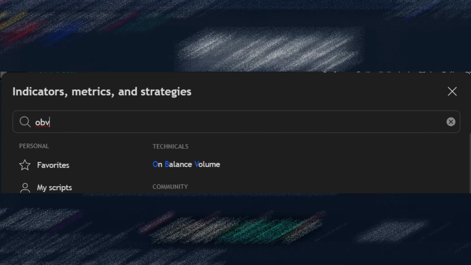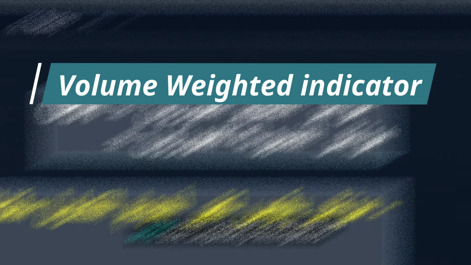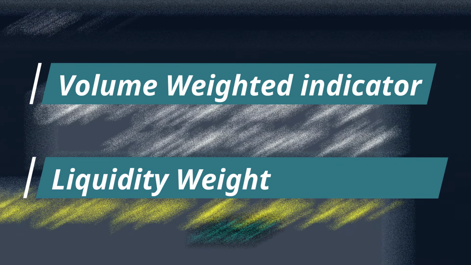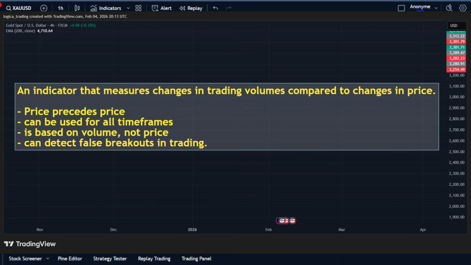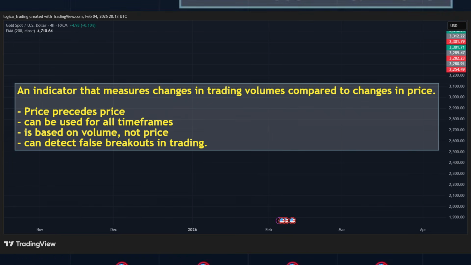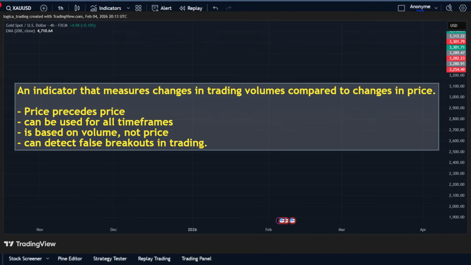The OBV indicator is known by two names, the volume-weighted indicator and the liquidity-weighted indicator. The most commonly known name is the on-balance volume OBV indicator. A simple definition of this indicator is that it measures the change in trading volume relative to the change in price. Does this mean it has a relationship with the price? No. This is one of the features of the OBV indicator that makes it lead the market. It does not rely on the price. It relies on the volume, and the volume always precedes the price in trading.